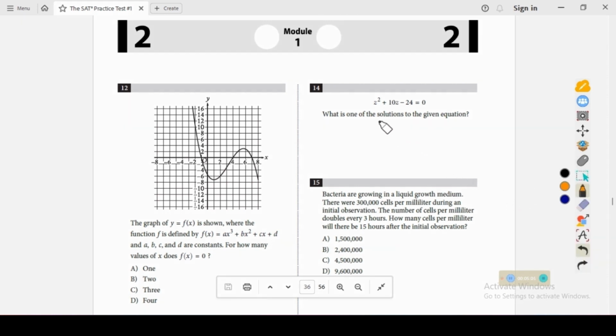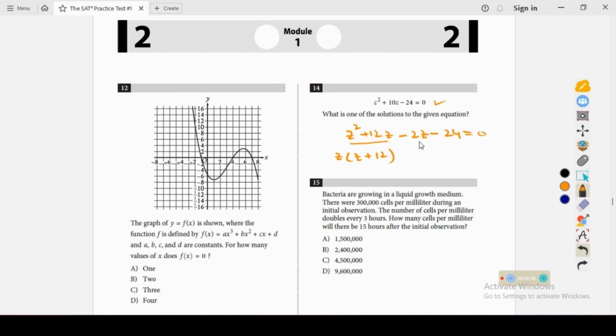In question number 14, we have a quadratic equation z square plus 10z minus 24 equals 0. What is one of the solutions to the given equation? Let's solve this equation. By factorizing, it becomes z square plus 12z minus 2z minus 24 equals 0. What is common in the first two terms? Z is common. So, we are taking z as common and the remaining is z plus 12.